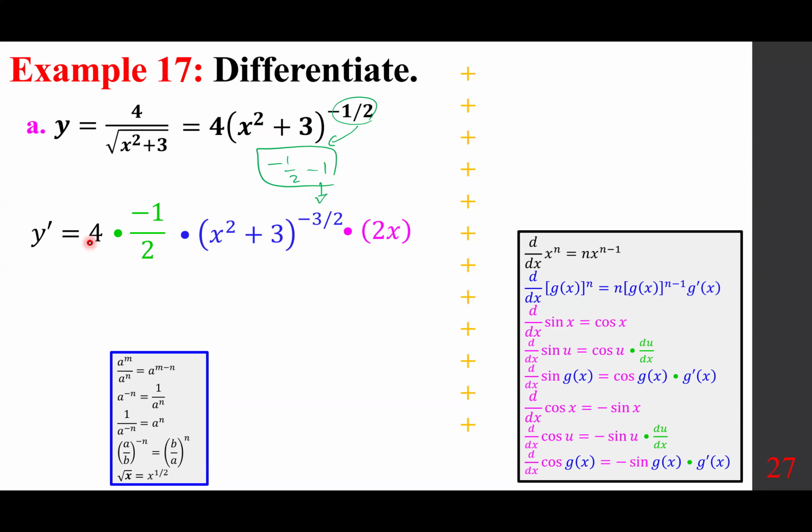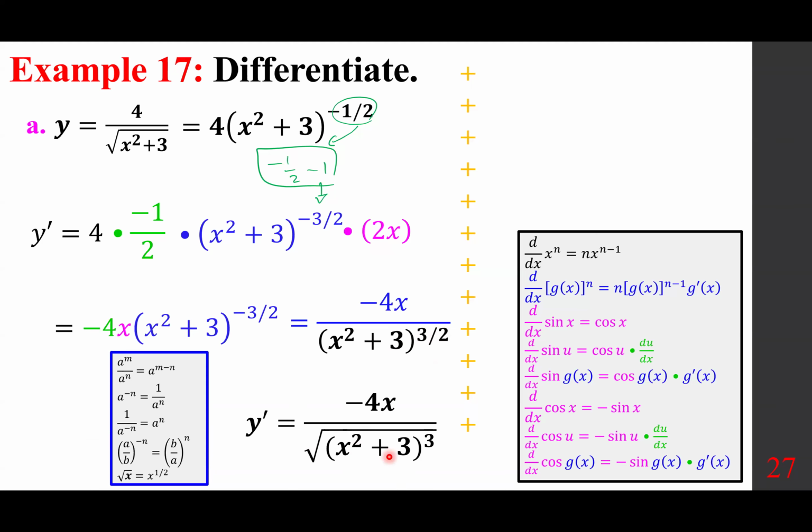And now we use our algebraic techniques to finish the job. For a negative 1/2, the product is negative 2, and times 2x is negative 4x. This goes down, becomes positive 3/2, and to the power of 1/2 is the square root, so the same thing to the power of 3. So minus 4x, the square root of x squared plus 3, quantity cubed. Everything that you see here is an algebraic step. I hope no one has any problem with those.